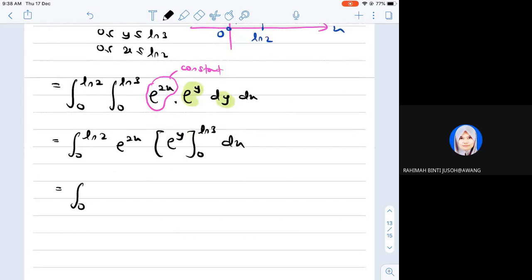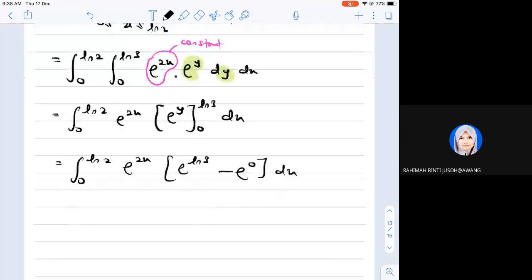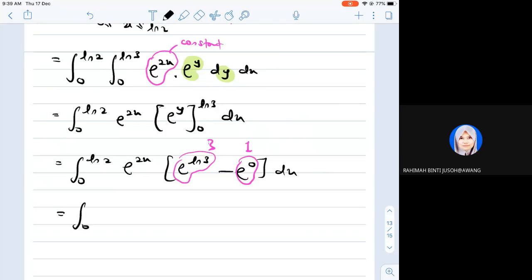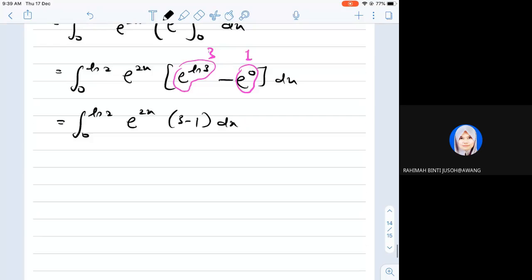So it becomes the integral from 0 until ln 2 of e^(2x) times (e^(ln 3) minus e^0) dx. What is e^(ln 3)? 3. Yes, well done. And e^0 is 1. So we have e^(2x) times (3 minus 1), which is 2. So we have 2 times the integral from 0 until ln 2 of e^(2x) dx.